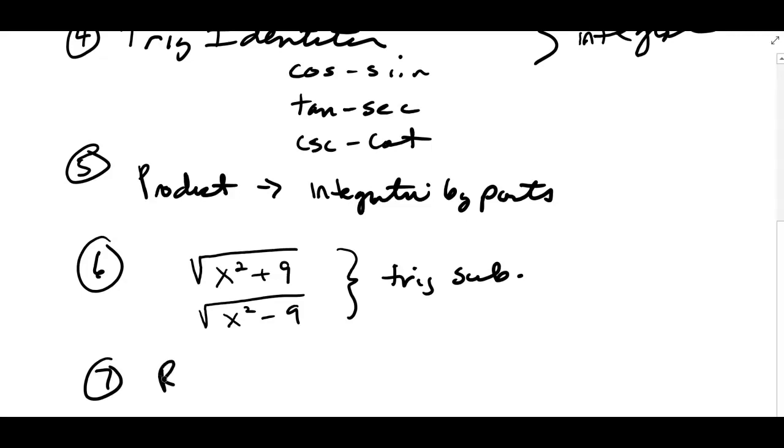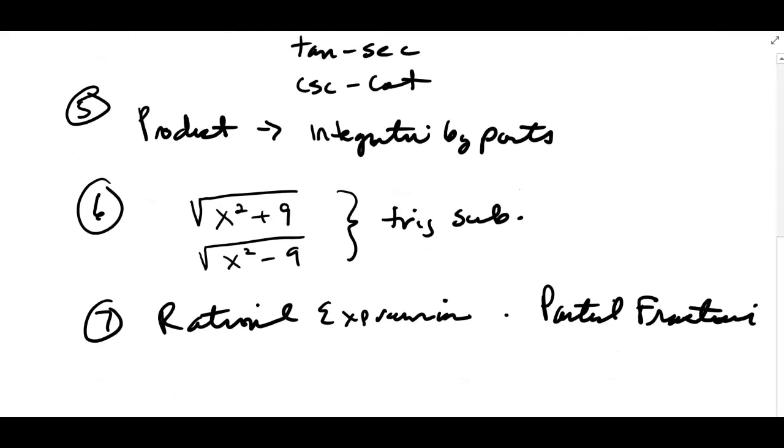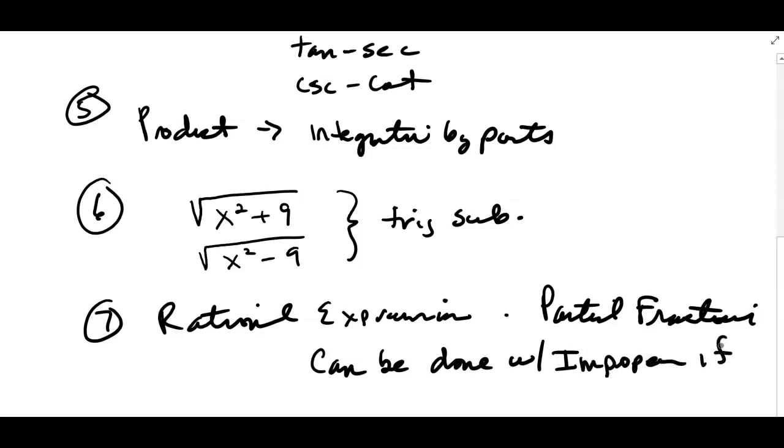Is it irrational? Is it a rational expression? Is your function a rational expression? In which case you have to do the partial fractions. Keeping in mind that you can do it on an improper as long as you use long division. Can be done with improper rational expressions if you use long division.